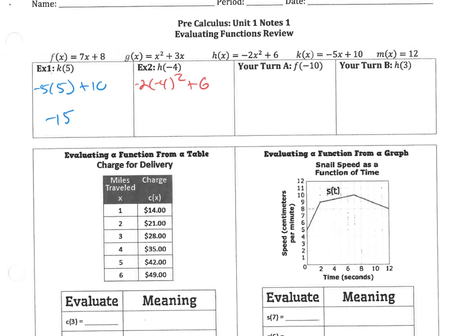Negative 4 squared is going to be a positive 16. So we have negative 2 times 16 plus 6. And if we simplify that, we get negative 32 plus 6, which is going to be negative 26.